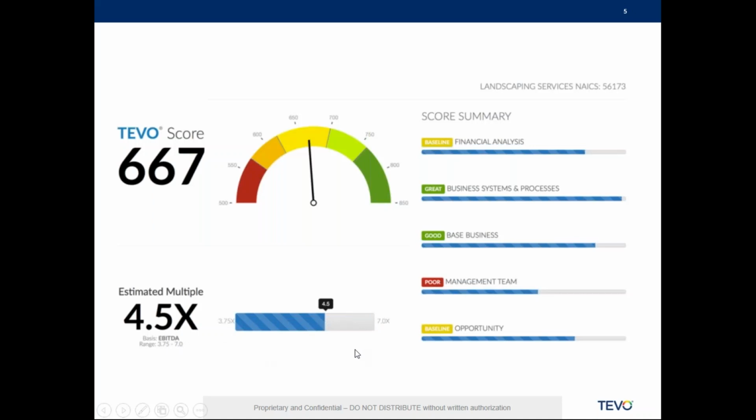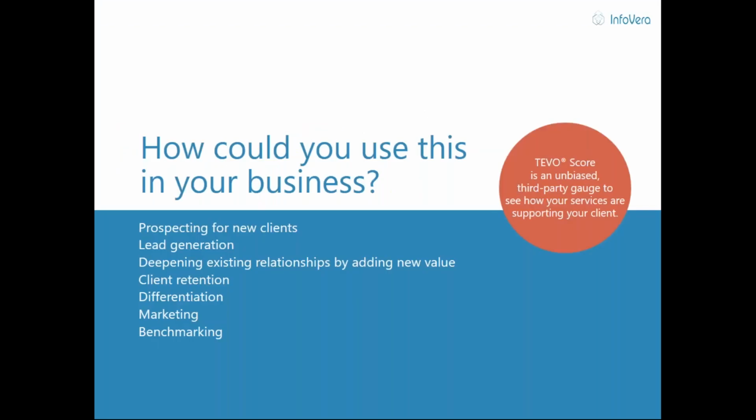Hey, what's really simple to a business owner is, if you've got $1 million of EBITDA times 4.5, that's 4.5 million. But you could be worth 7 times. That's 7 million. That's $2.5 million for 0 in sales. And that's what the TiVo score is actually able to do.